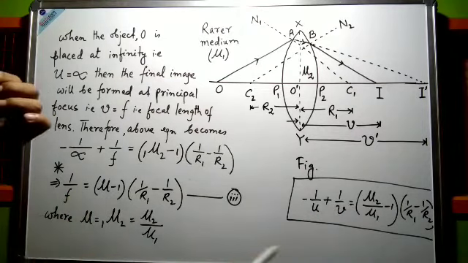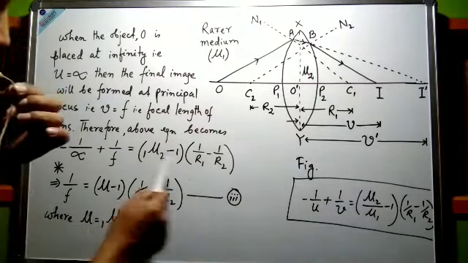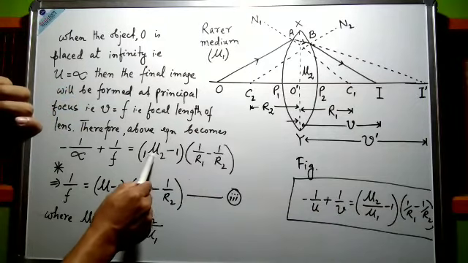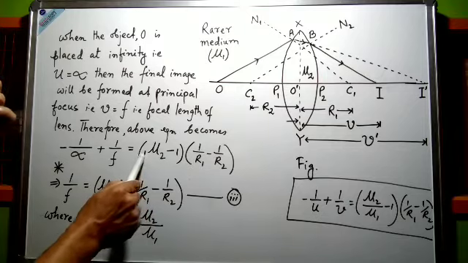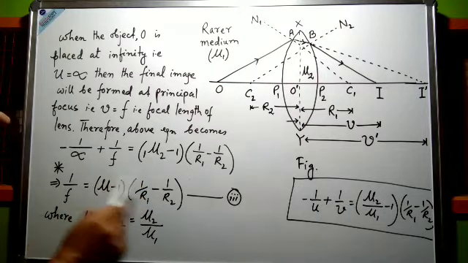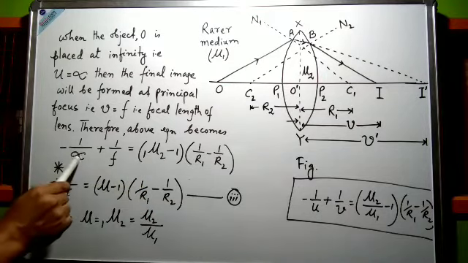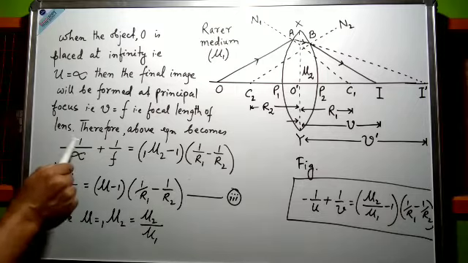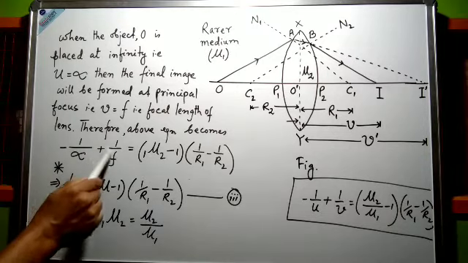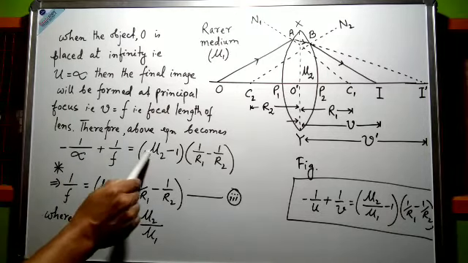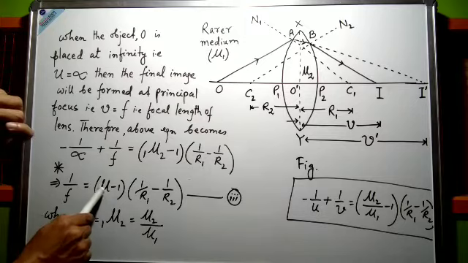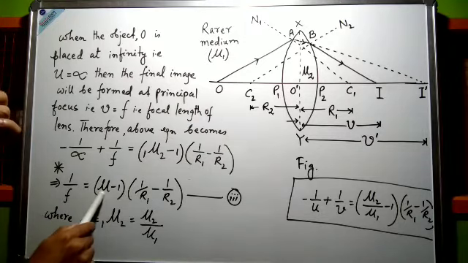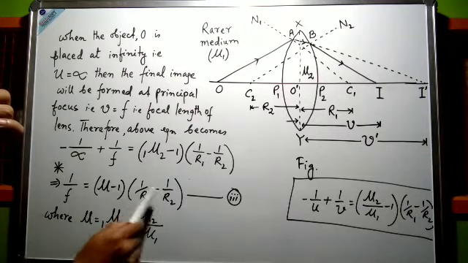Then mu 2 by mu 1, mu 2 1, is the relative refractive index of the lens, that is medium 2 with respect to the rarer medium, that is 1. Now 1 by infinity is 0, so we get 1 by f. Again, mu 2 1 may generally be represented simply by mu, so we write mu minus 1.